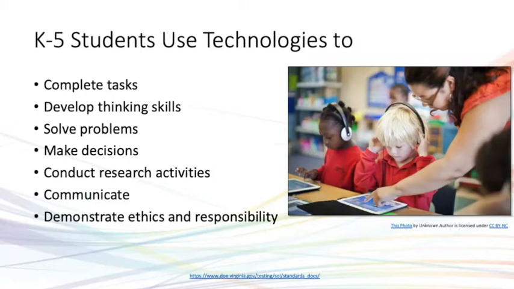K-5 students are using technologies for all of the things here. They're completing tasks, developing thinking skills, solving problems, making decisions, conducting activities related to research, using technologies to assist in communication. They're demonstrating ethics and responsibility when using technologies. These come directly from standards of learning related to different subject matters that specified the use of technology for K through 5 students. So we want to begin with this idea of what do our students need to be able to do before selecting a technology to do something.